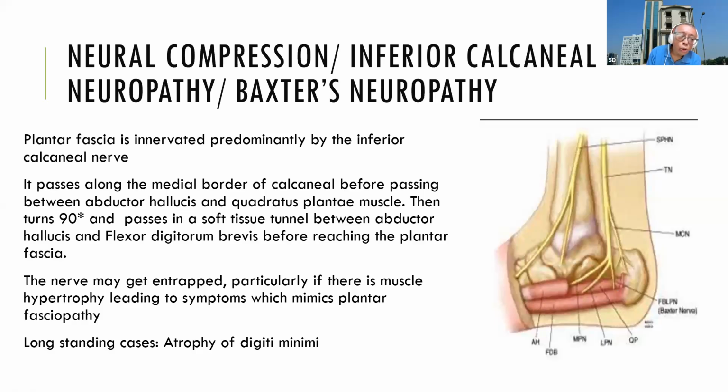So in case of long-standing Baxter neuropathy, you can have atrophy of abductor digiti minimi as well as quadratus plantae and flexor digitorum brevis. In chronic Baxter neuropathy, the patient can have a flat foot because of the problem in the ligament as well as in the muscles. Basically, the compression in Baxter's neuropathy is mainly secondary to hypertrophy of the muscle, as the nerve has to pass through the muscle compartment, and also near the calcaneum, because it has to take a sharp turn and go to the plantar fascia to supply it.